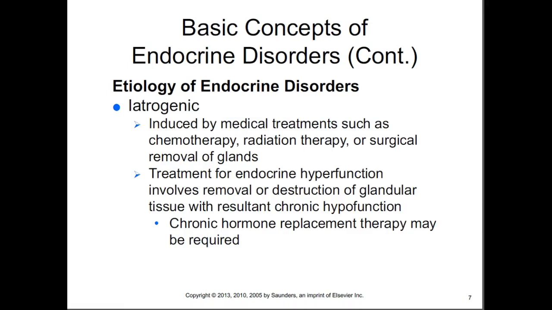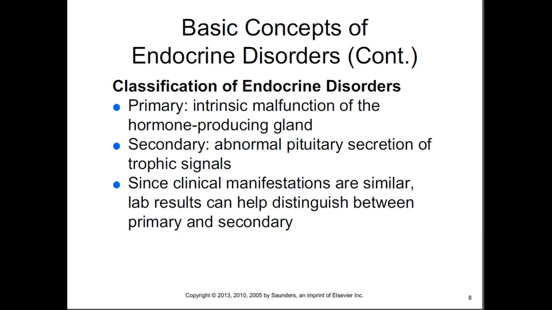All right, so it could also be iatrogenic. Iatrogenic means that it is induced by some type of medical treatment. Very commonly, chemotherapy, radiation therapy, or surgical removal of glands can induce endocrine disorders. Treatment for endocrine hyperfunction involves removal or destruction of glandular tissue, which can then result in chronic hypofunction, so then you might require replacement of those hormones for life. All right, so endocrine disorders. One of the ways we classify them is primary, which means the intrinsic malfunction of the hormone-producing gland, or secondary, an abnormal pituitary secretion of trophic signals.